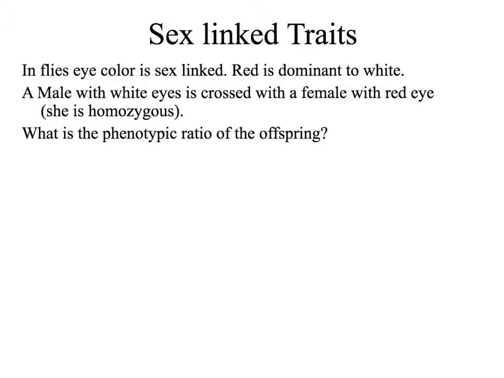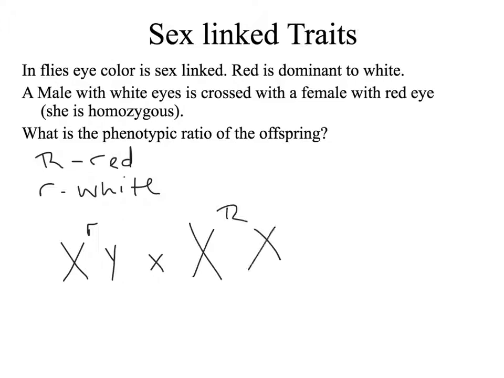So in fruit flies, we have eye color sex-linked, and red is dominant to white. So first step is to set up a key of alleles, just like any other problem. So big R is dominant, so red, little r is going to be white. Our male fly is white-eyed. This means that he has X, little r, Y. The female's genotype is homozygous dominant. So she's going to be X, big R, X, big R.